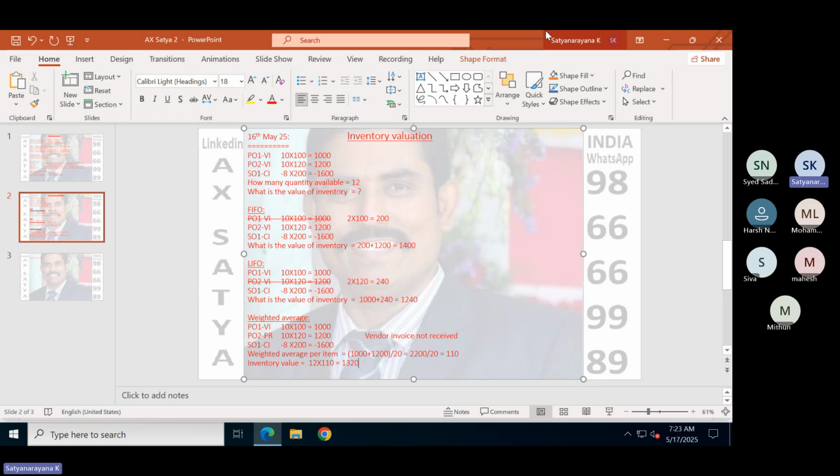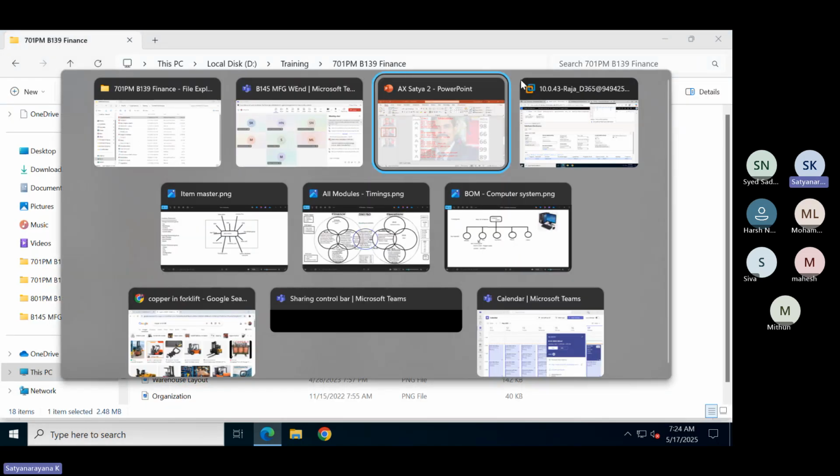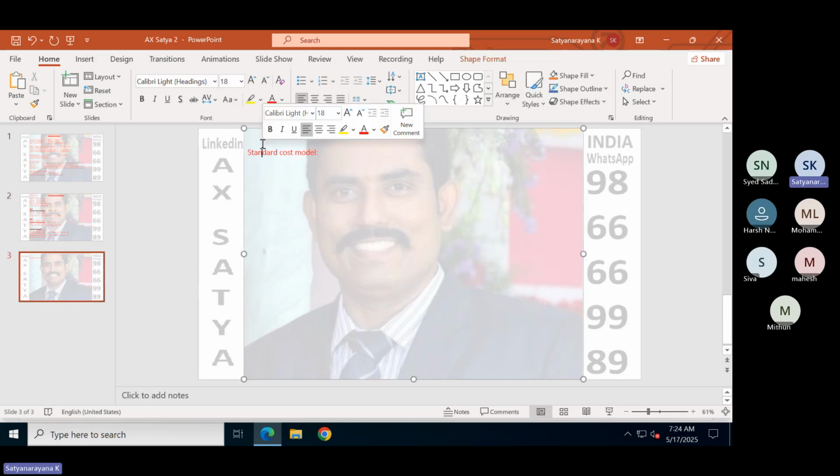Okay, if you want, tomorrow I will discuss with you. I'll give you more explanation about this one tomorrow session. This is the methodology. Okay. Now, standard cost method is completely different function.